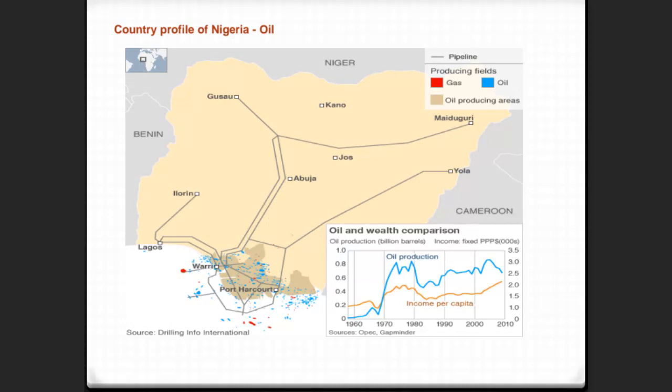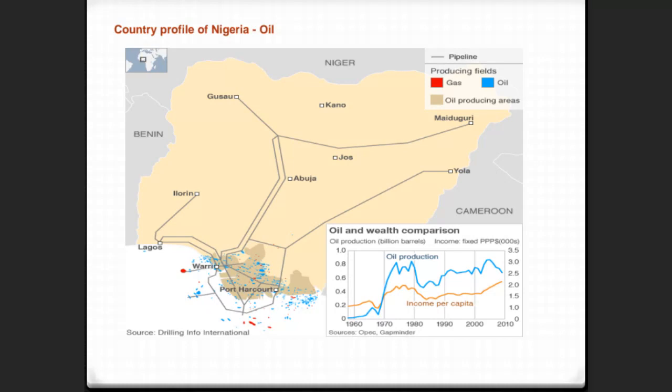So with regards to Nigeria, Nigeria is an oil producing country. Producing oil is one of their main sources of income. So, the country profile of oil: oil is mainly found in the Niger Delta area of Nigeria, and spreads to certain other parts of Nigeria.